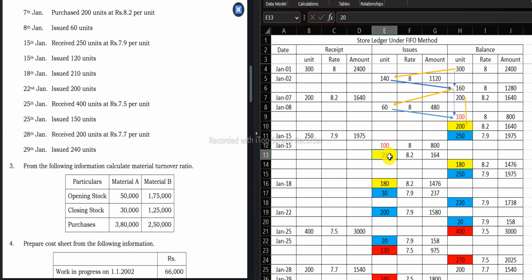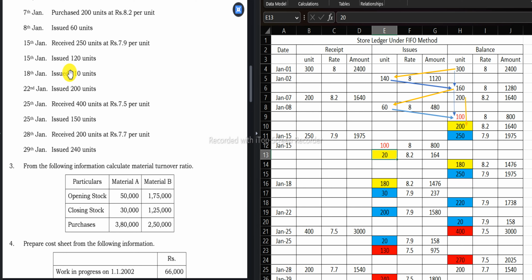Out of 200 I issued 20, so what is the balance now? 180 units are shown here in yellow color so everyone can understand easily. Now the 250 balance we take as it is, because nothing changes there. But out of 200 we issued 20, so the balance is 180 units.